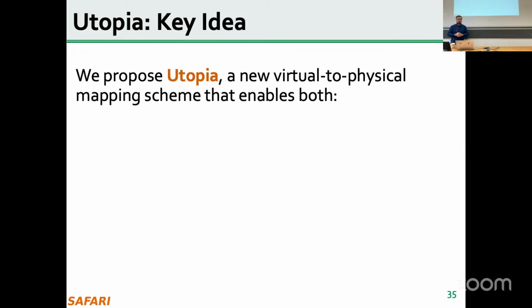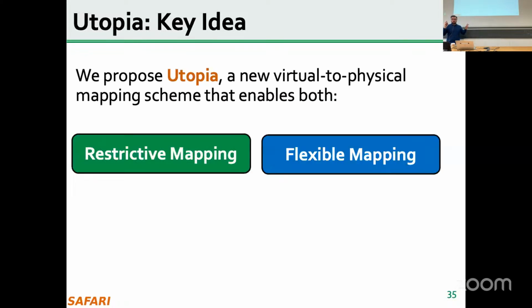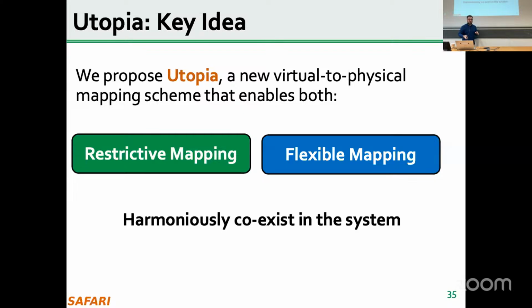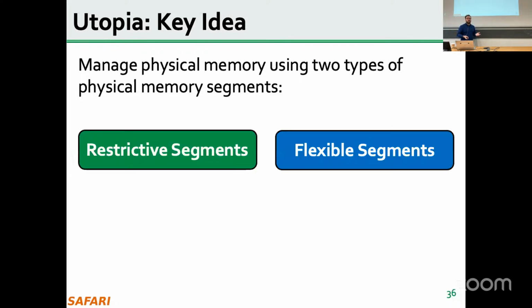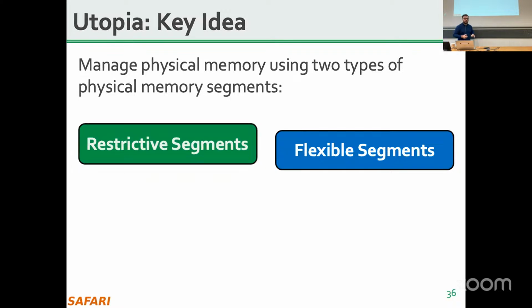So the key idea of Utopia is to use two mappings, the restrictive and the flexible mapping, so that they harmoniously coexist in the system. How do we do this? With two different physical segments. I mean, that's a natural choice. We have restrictive segments and flexible segments.